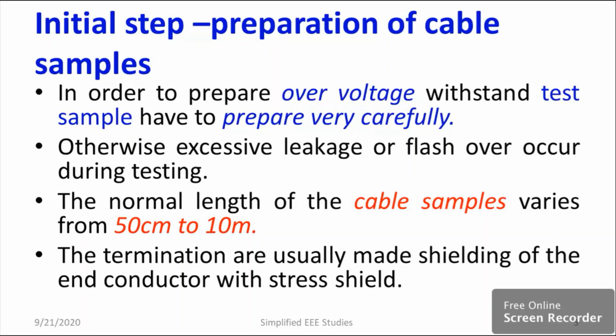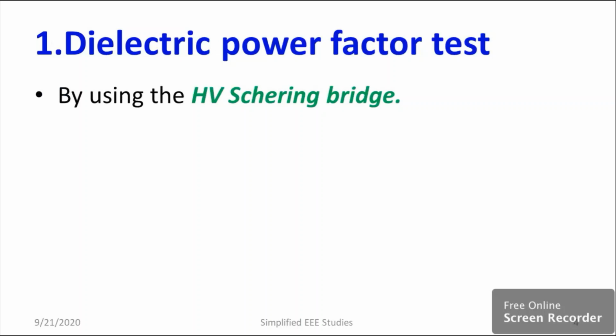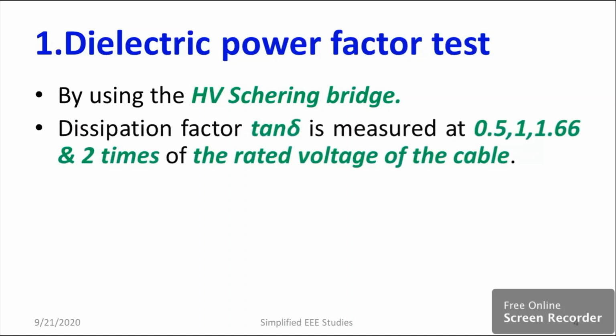Okay, now let me move on to the dielectric power factor test. You can conduct this test with the help of Schering bridge. Okay, that's the main setup which is required for conducting the test. HV Schering bridge, I already discussed about HV Schering bridge. Similarly, you can calculate the loss factor or loss tangent with the help of Schering bridge. I mean tan delta. It is also known as loss tangent or dissipation factor or dielectric loss. So similarly, in this test, dissipation factor or tan delta is measured at the following values: 0.5, 1, 1.66 and twice the rated voltage of the cable.